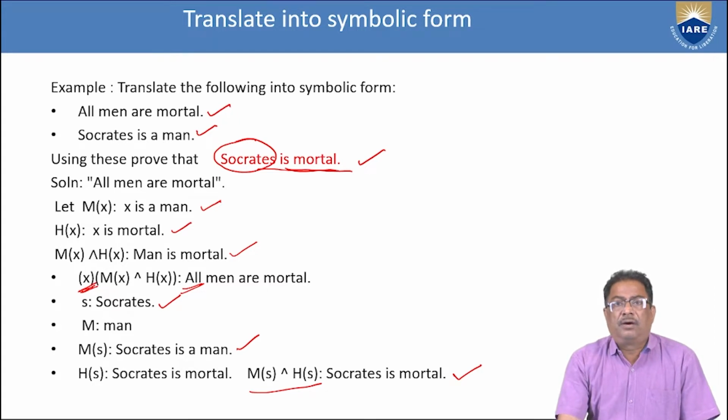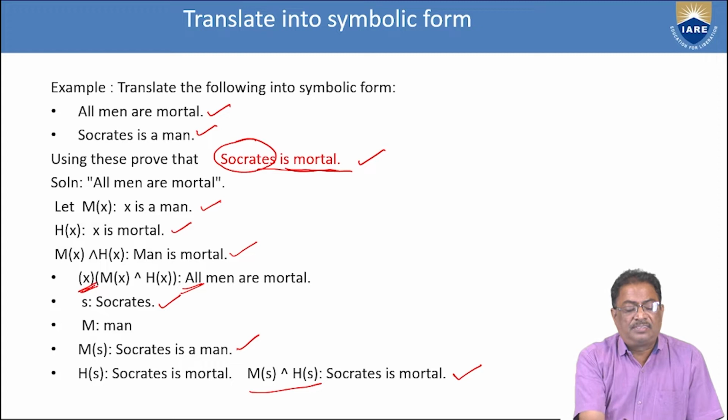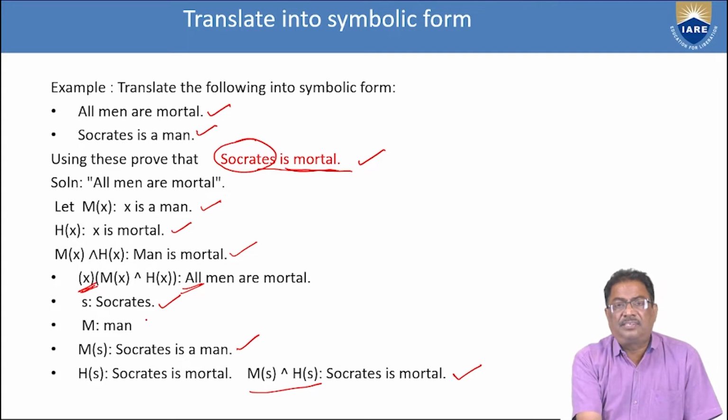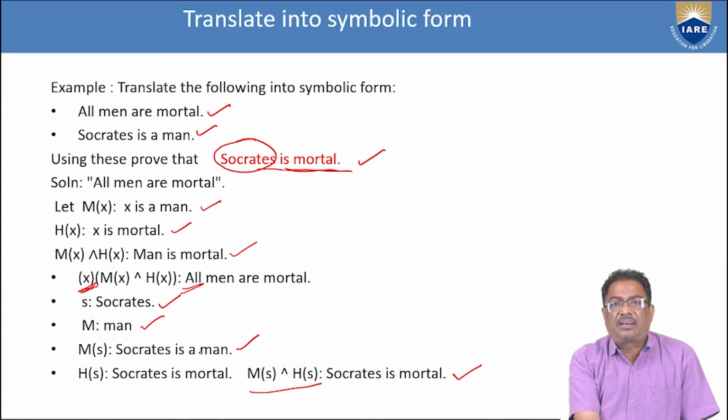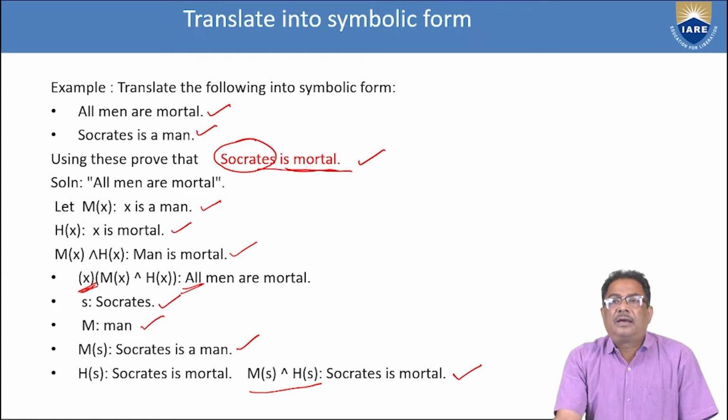Now for Socrates is a man, M is a man. Then M(s) is Socrates is a man, and H(s) is nothing but Socrates is mortal. Then we take M(s) and H(s), which is nothing but Socrates is a man and Socrates is mortal.